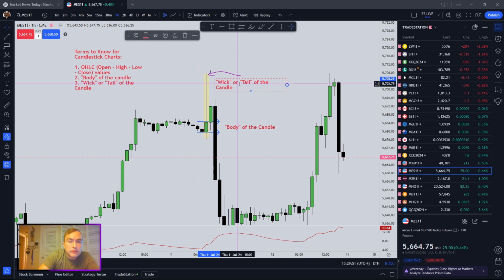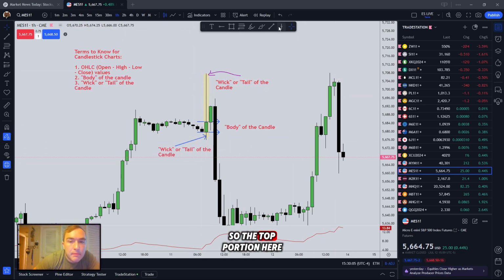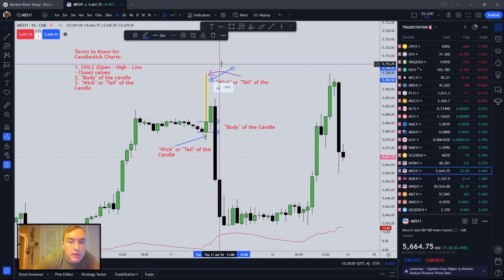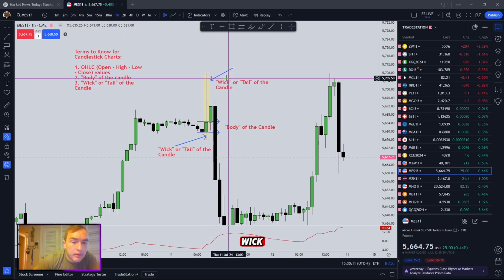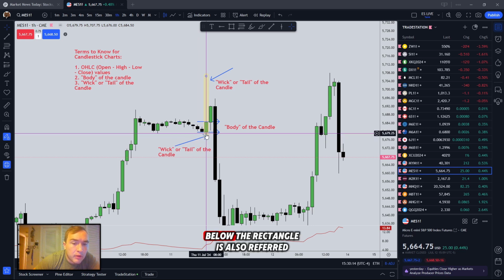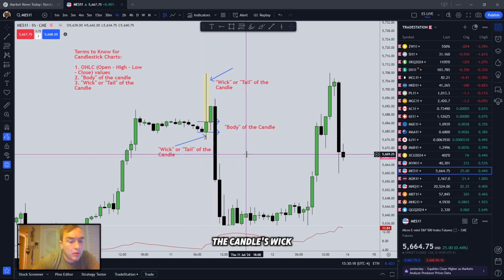There are 2 tails to the candle. So the top portion here, that top portion of the candle is referred to as the candle's wick, and then the bottom portion below the rectangle is also referred to as the candle's wick.